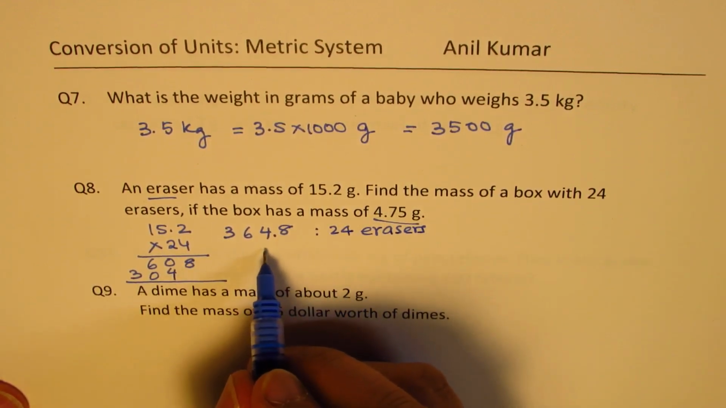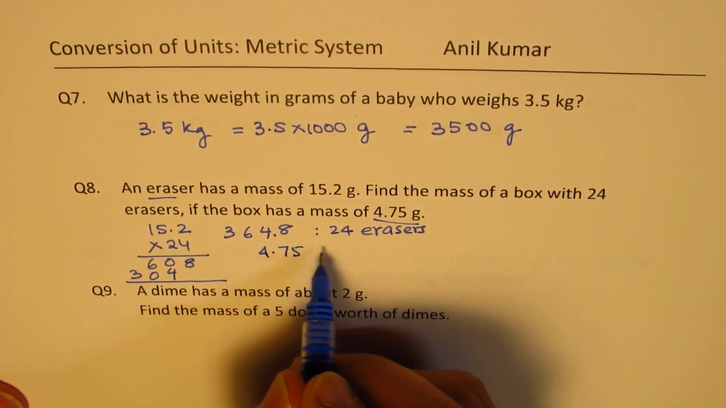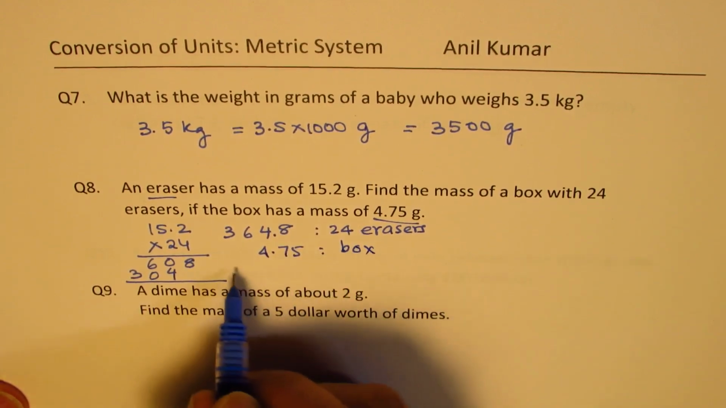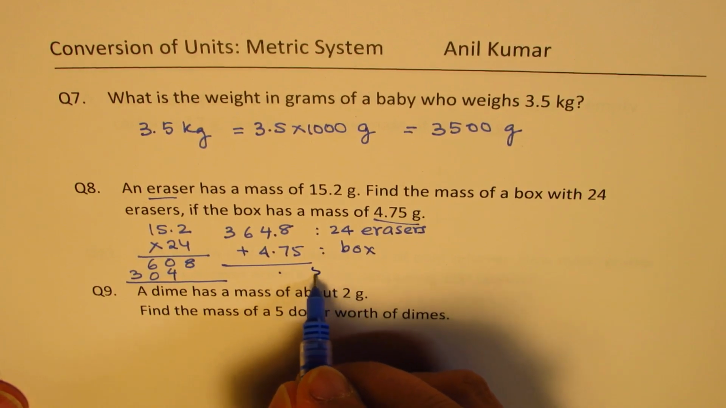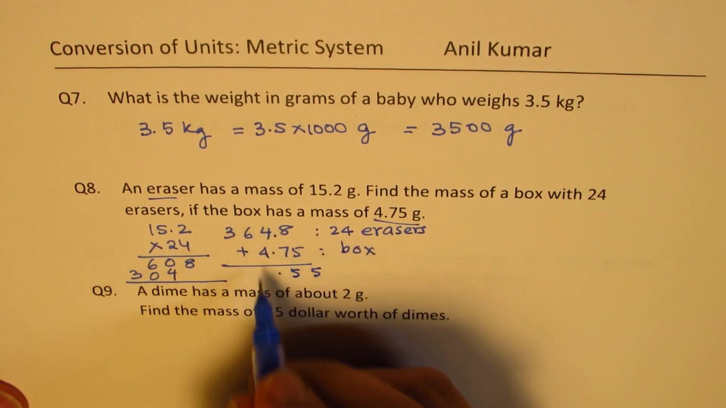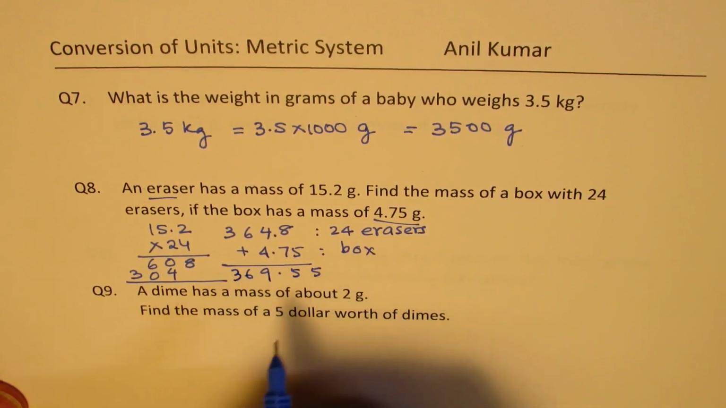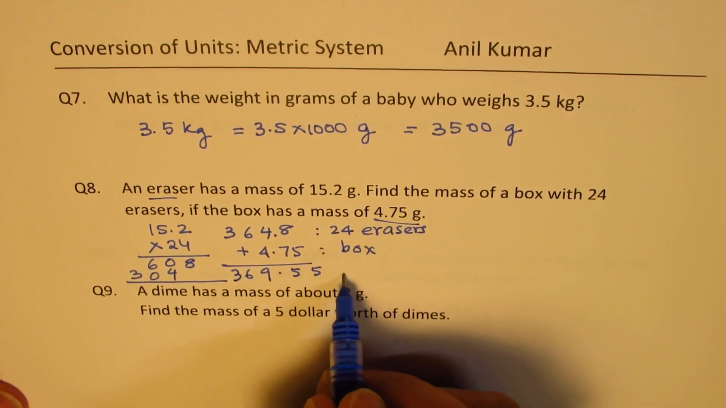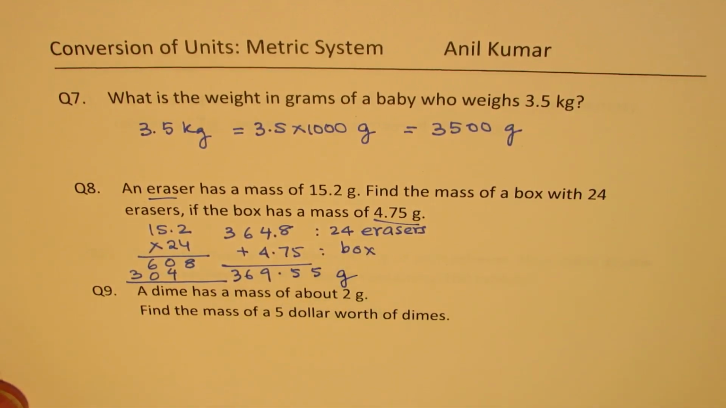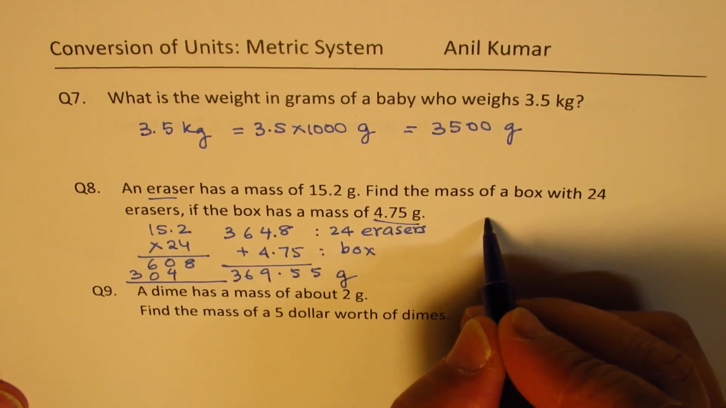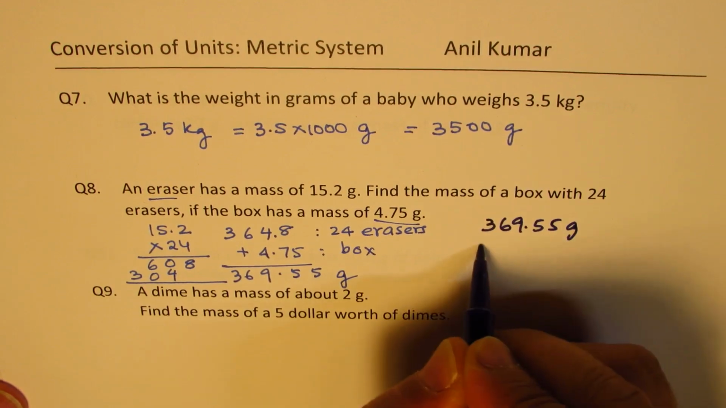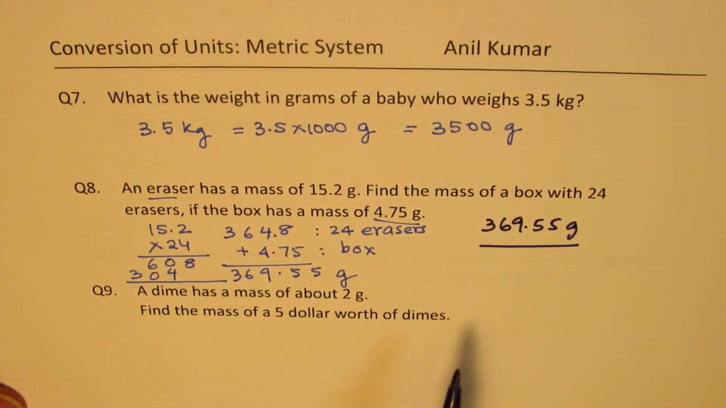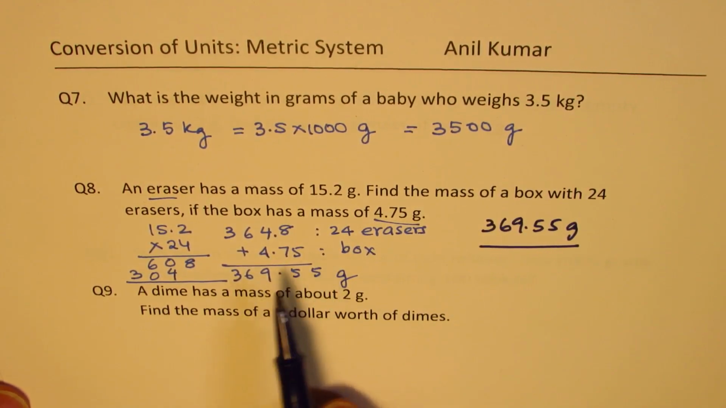Now the box is 4.75. So we'll add this much, which is the box weight, right? And we are going to add this up. So when you add, you get 5 here. 8 and 7 is 15, 5, 1. You get 9, 6 and 3. So, in grams, correct? So that is what we get. So our answer here is 369.55 grams. Is that clear to you? So that is how we are going to do this question. I hope the steps are absolutely clear.